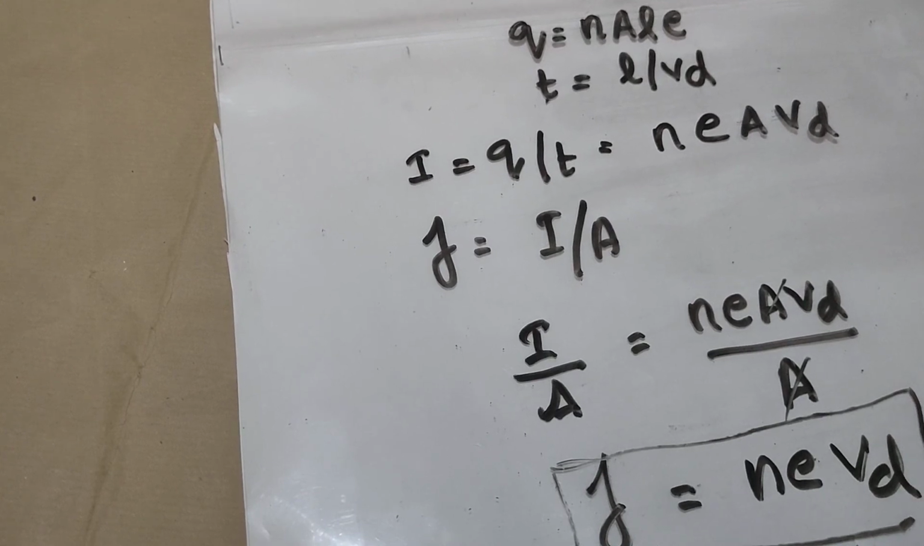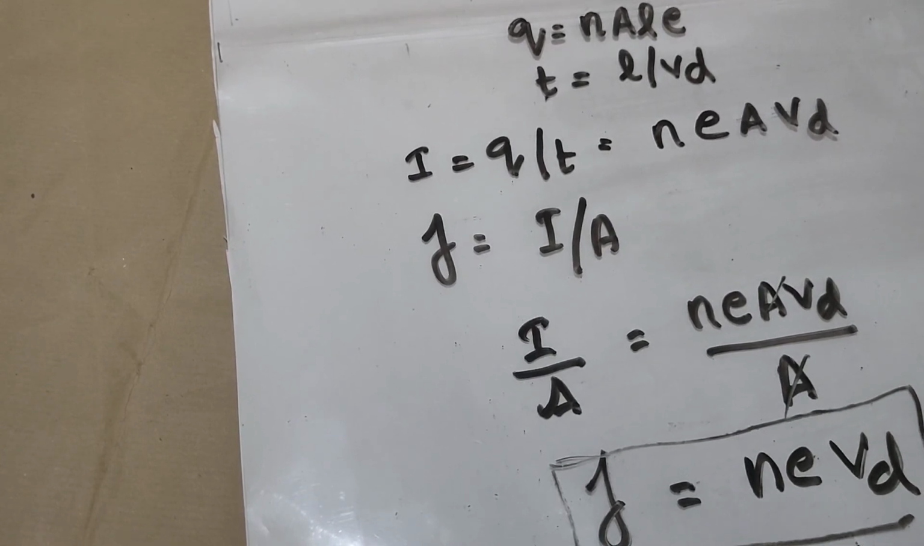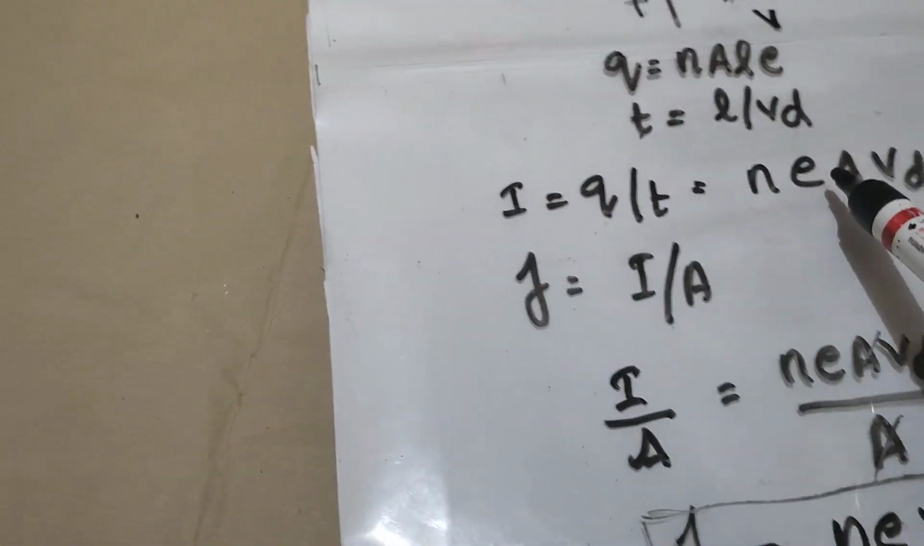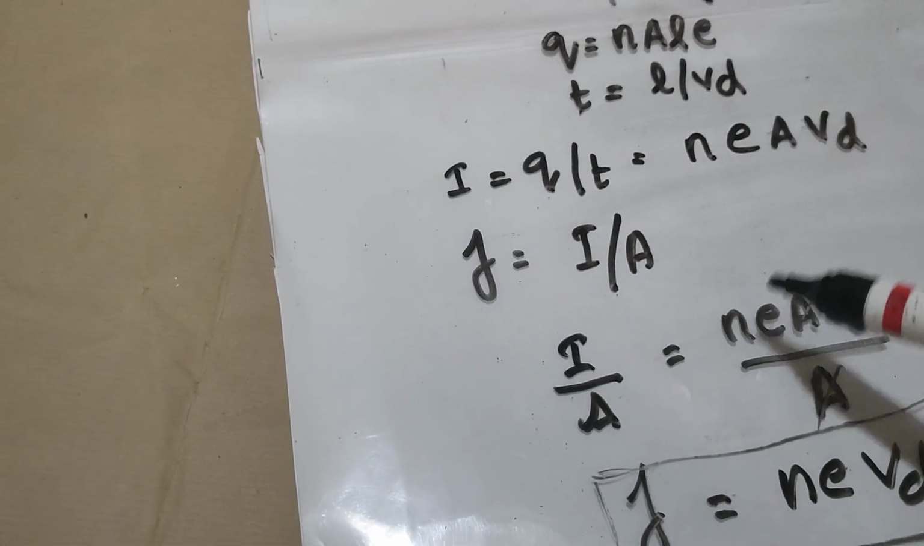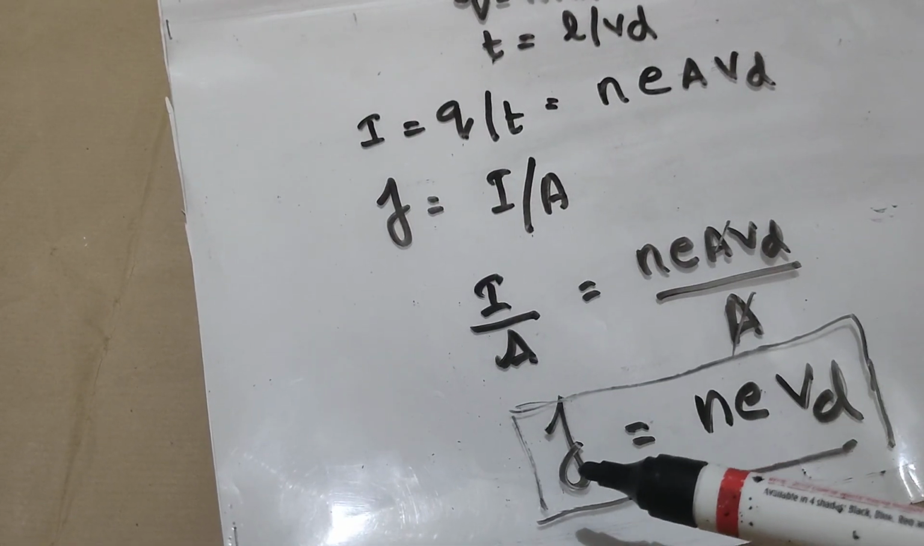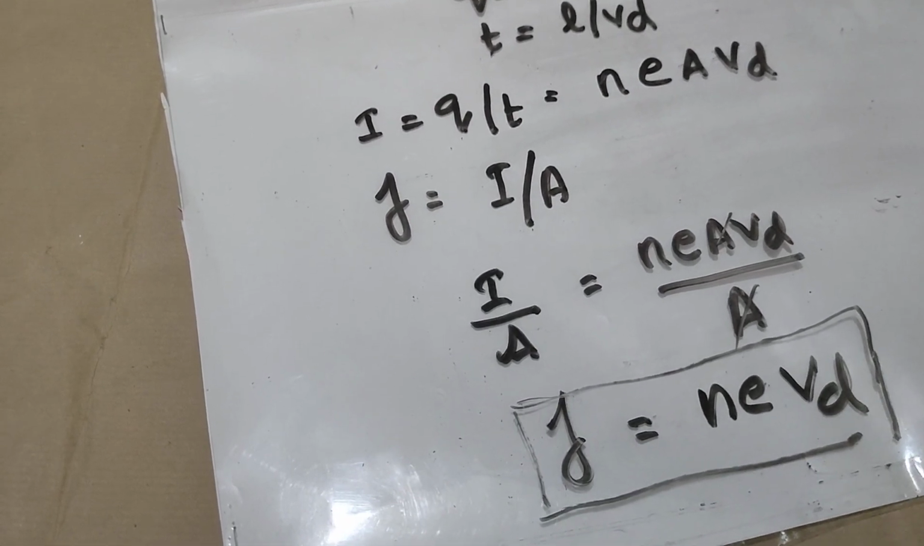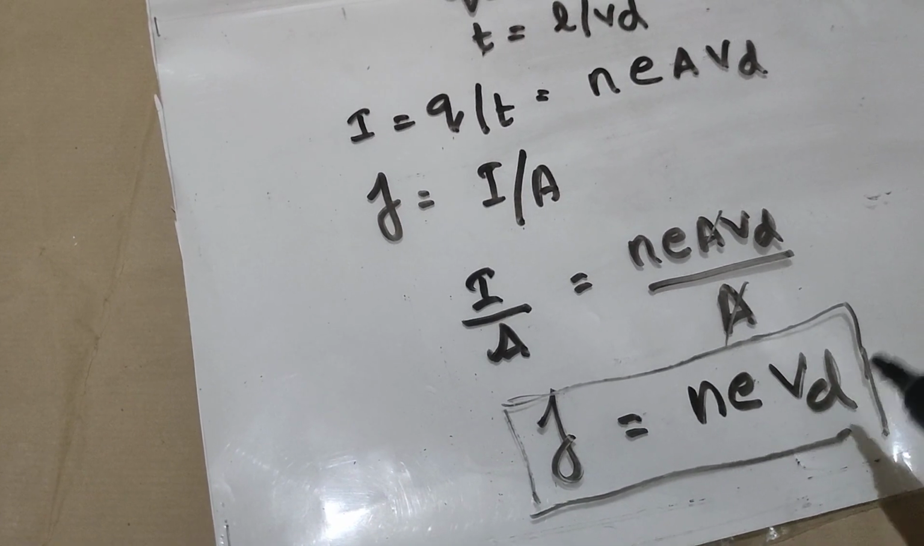Okay, so this is how we calculate a relationship between drift velocity and electric current. The relation is I is equal to nAeVd, and we can also find an equation for current density, J is equal to neVd, where Vd is drift velocity. Thank you.